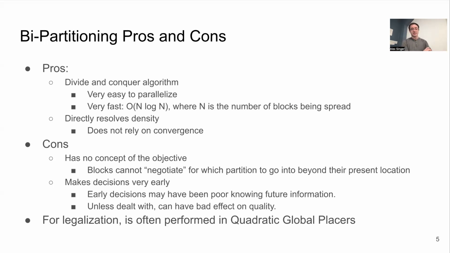And for legalization, this is often performed in quadratic global placers. You don't really see bipartitioning being used in the nonlinear ones, or at least I haven't seen many examples. The examples I'm presenting today are all quadratic placers. Any comments on this?